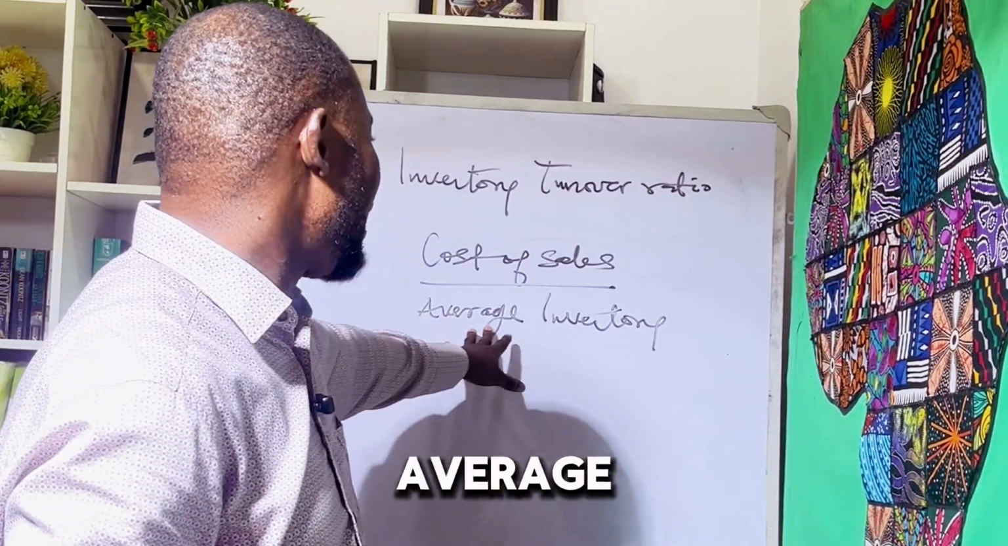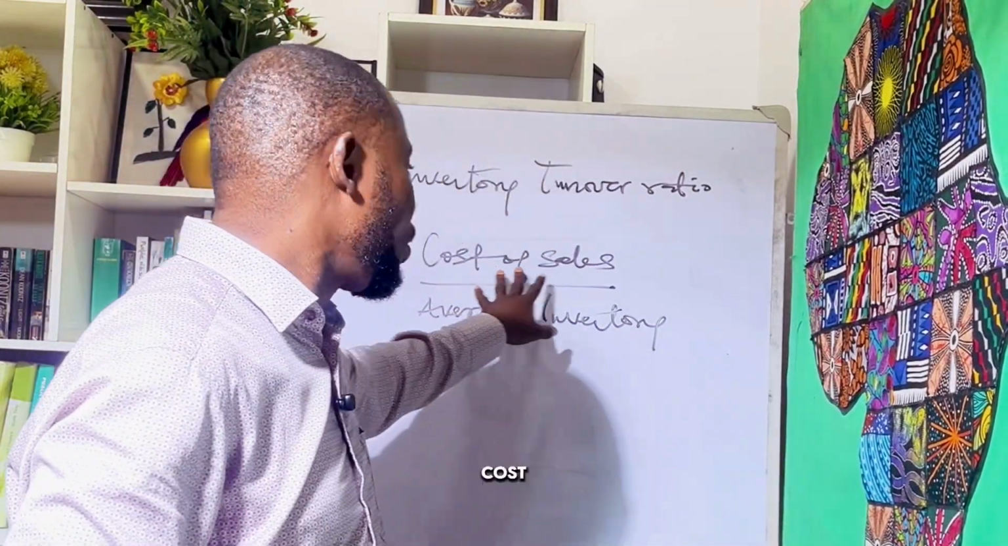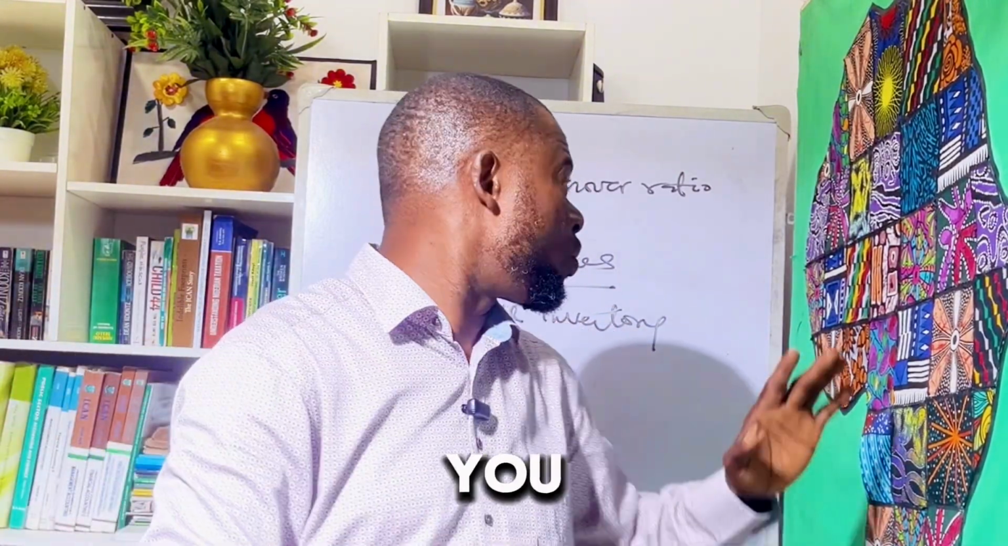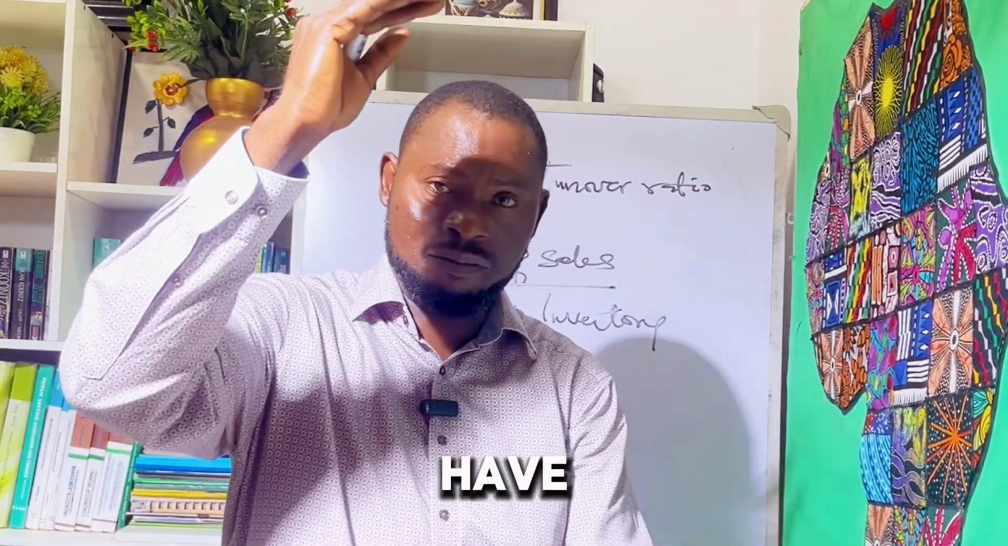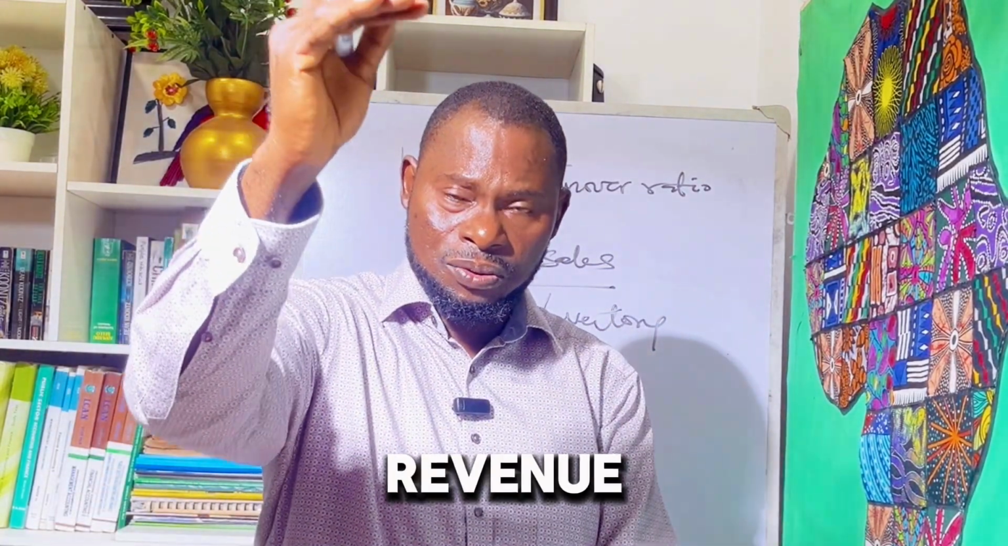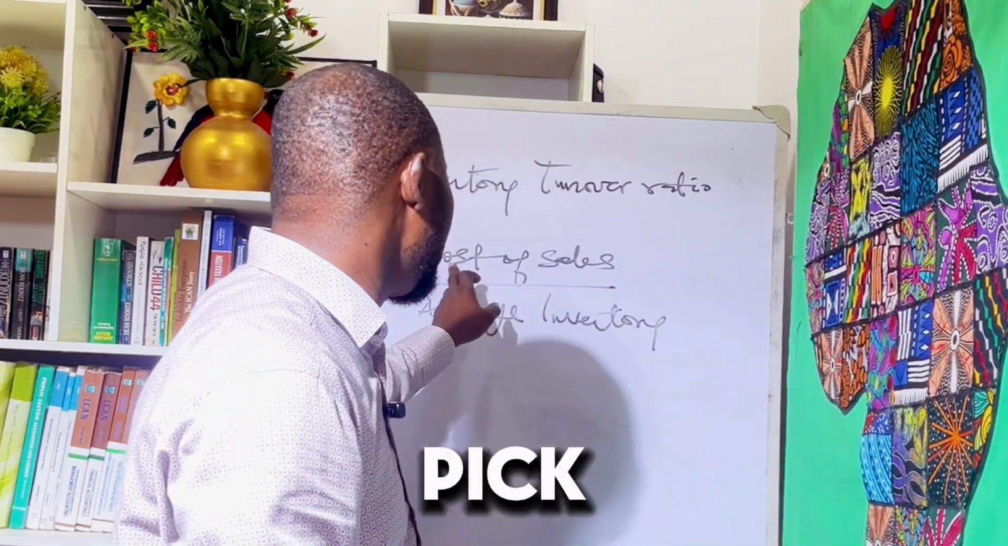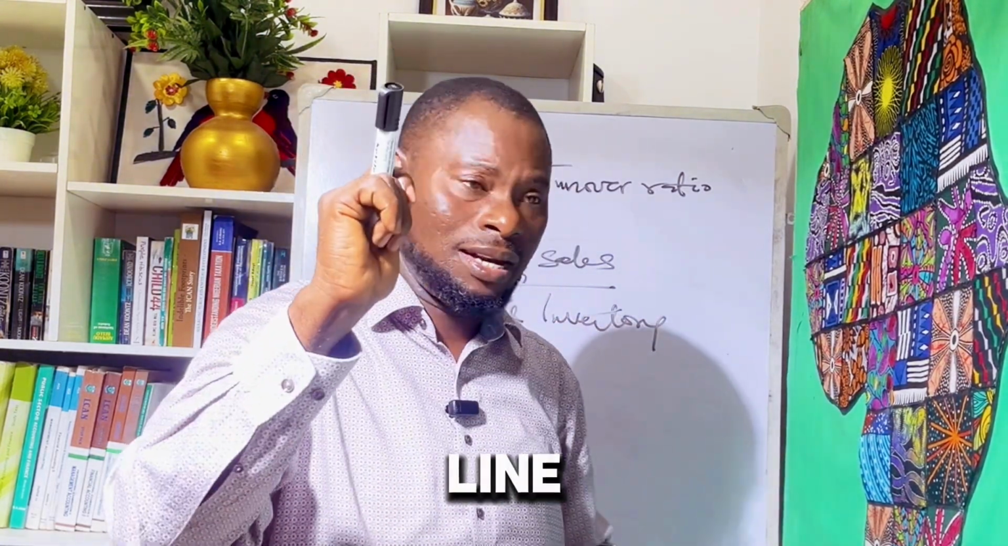Now, what do we mean by average inventory? First of all, the cost of sales is usually seen as a line item in the income statement. So if you go to your income statement, you will see revenue, you say less cost of sales, then you have gross profit. So you'll be able to pick your cost of sales as a line item.